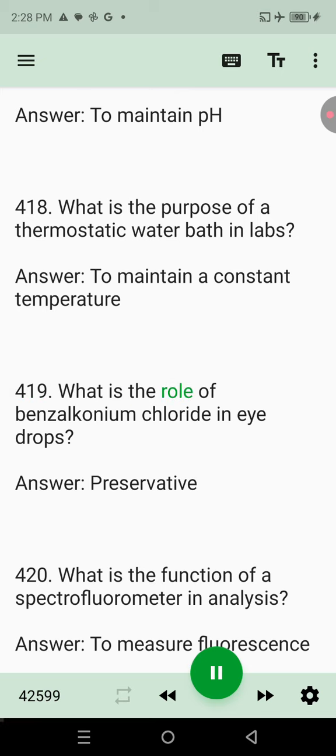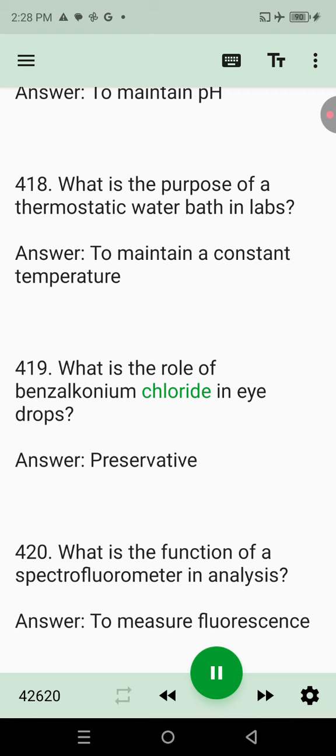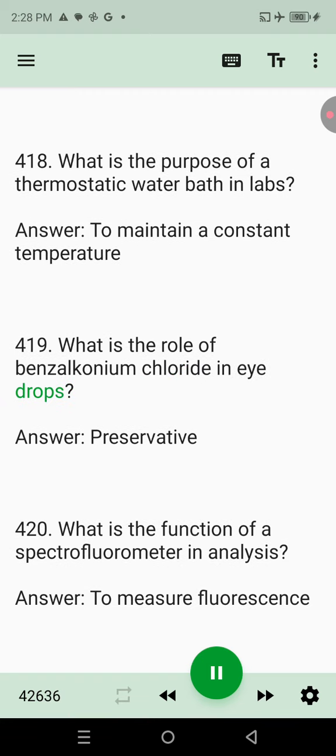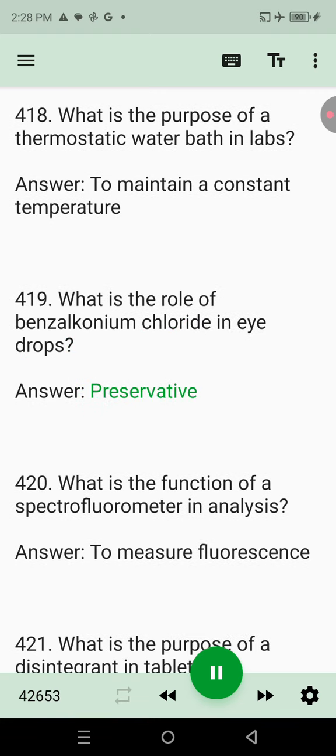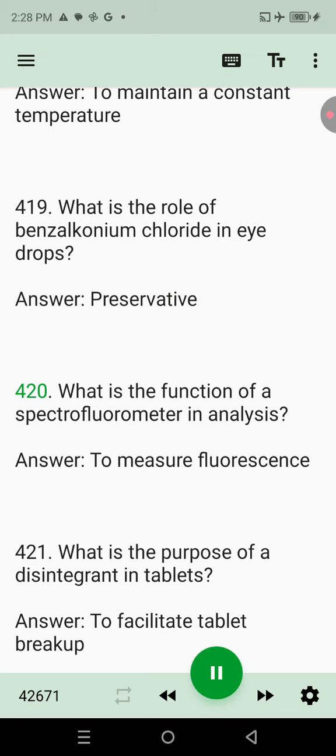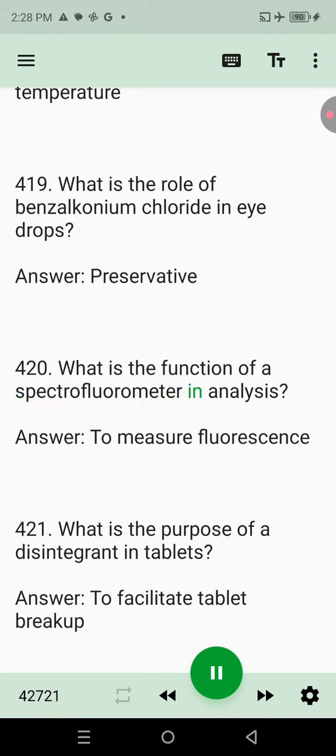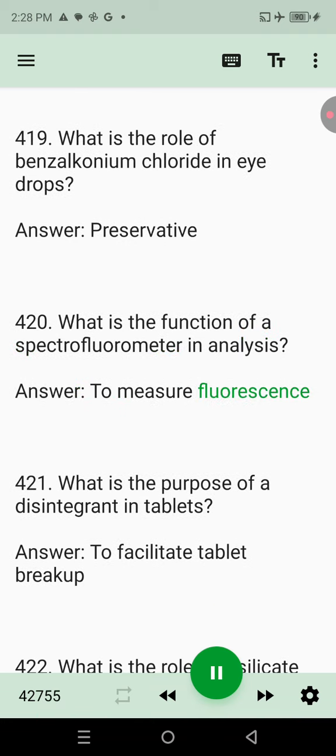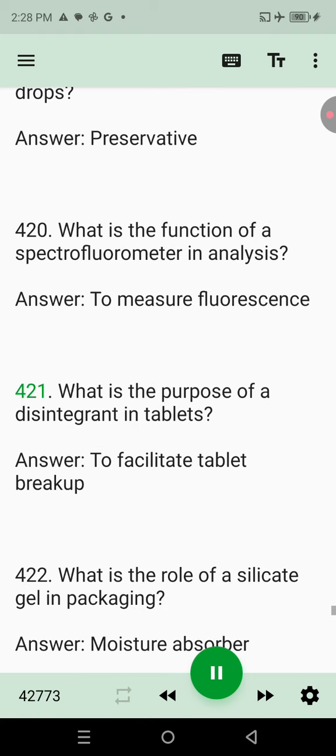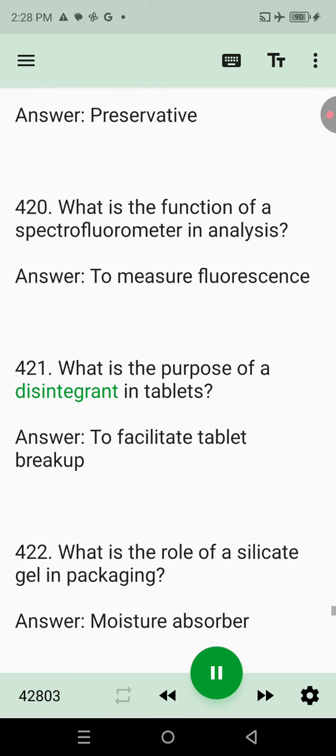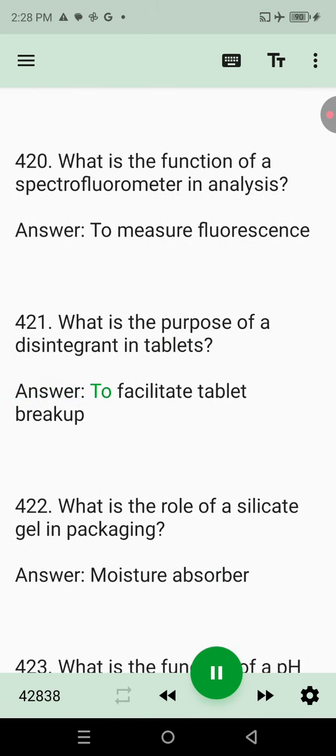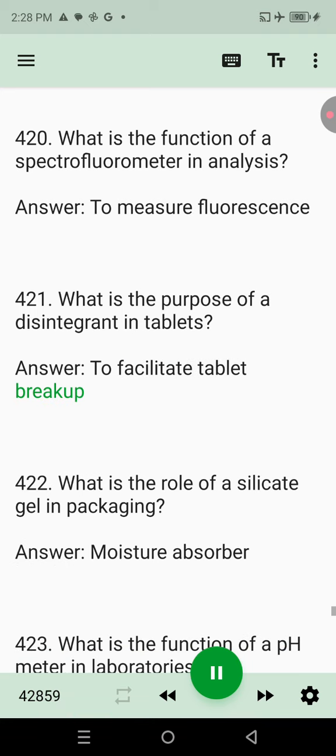419. What is the role of benzalkonium chloride in eye drops? Answer: preservative. 420. What is the function of a spectrofluorimeter in analysis? Answer: to measure fluorescence. 421. What is the purpose of a disintegrant in tablets? Answer: to facilitate tablet breakup.